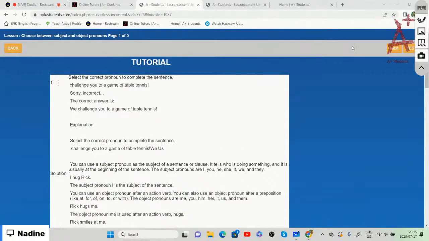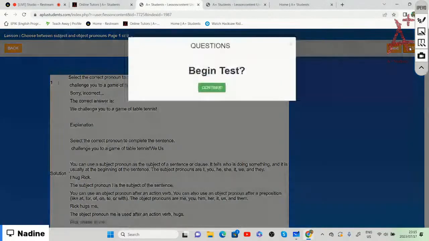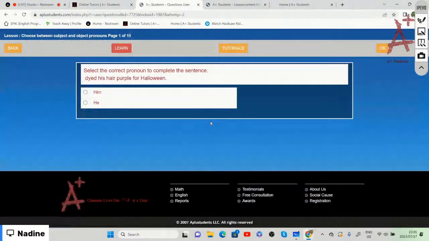We are going to do a test where we choose between subject pronoun and object pronoun. Here it says select the correct pronoun to complete the sentence.